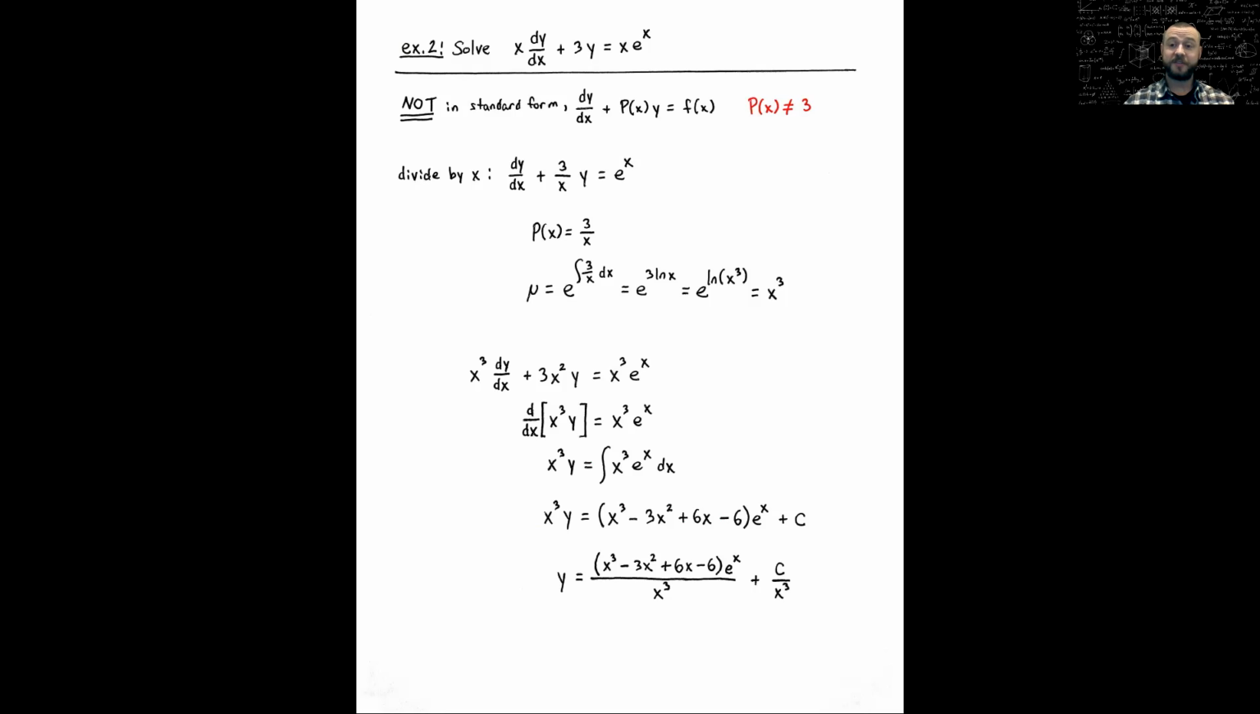And that pretty much does it for linear equations. They're very straightforward and actually simple, provided you correctly write it in standard form. The following lecture, we'll take a look at multiple applications of linear first-order ODEs to the sciences and engineering.